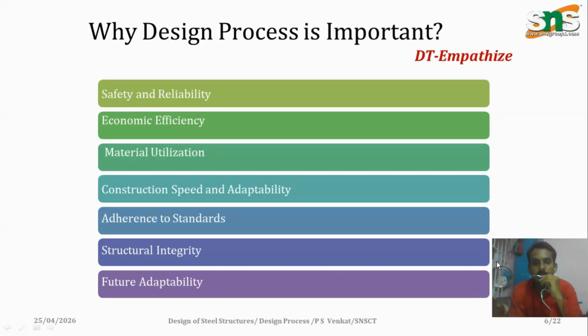Now let's understand why the design process is so important. The first thing is safety and reliability. A poorly designed structure can fail. Second is economy. We don't want to use excess material unnecessarily. Third is speed and adaptability. Good design helps in faster construction. And finally, future adaptability. Structures should allow modifications later. So basically, good design is the difference between a safe, cost-effective building and a disaster.